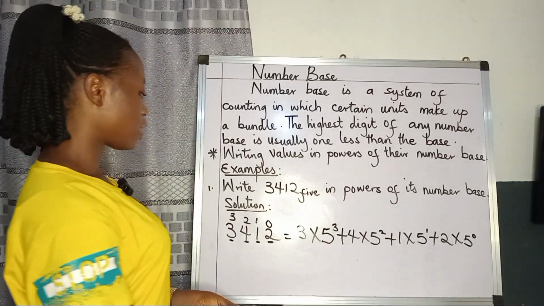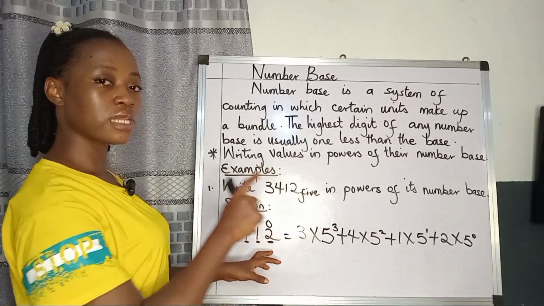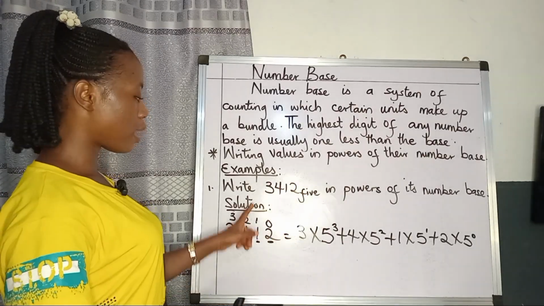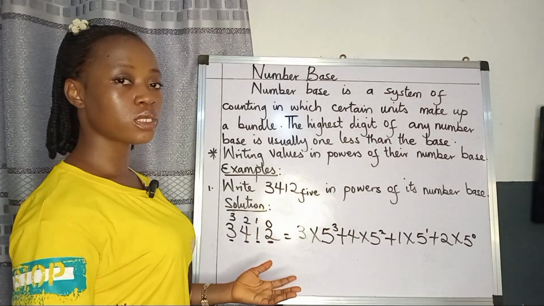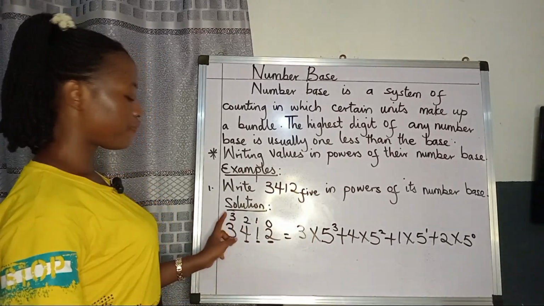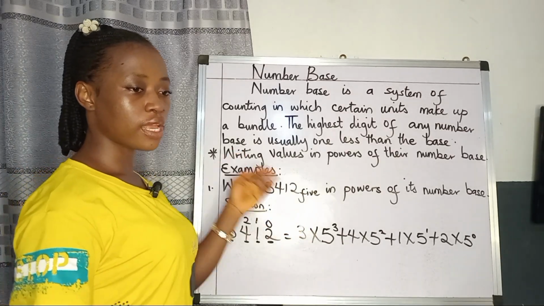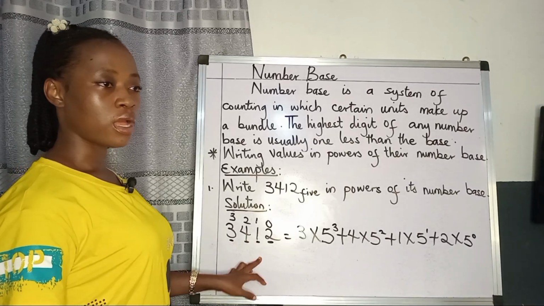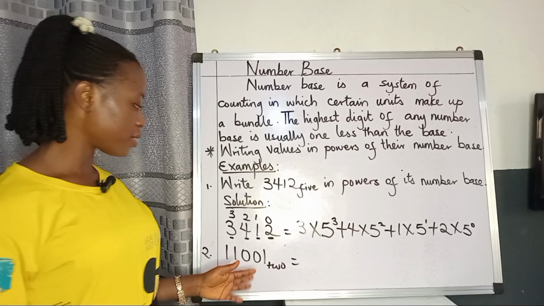You start from power 0 at the back. You fix your powers starting from the last digit: power 0, power 1, power 2, power 3. Then, to write the number in powers of its number base, you take the first number times the base raised to the first power, plus the next number times the base raised to the next power. It keeps on going like that until the digits of the given number are exhausted. So we have another example here.